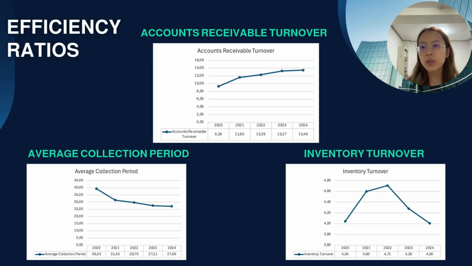Next, inventory turnover. It indicates how many times inventory is sold and replaced during the year. The inventory turnover ratio increased from 4.04 in 2020 to a peak of 4.71 in 2022 and declined to 4 by 2024. While the initial rise suggested more efficient inventory management and strong sales, the subsequent decline may point to slower inventory movement, potential overstocking, or a drop in demand. Monitoring this trend is important as a lower turnover can tie up capital and increase holding costs.